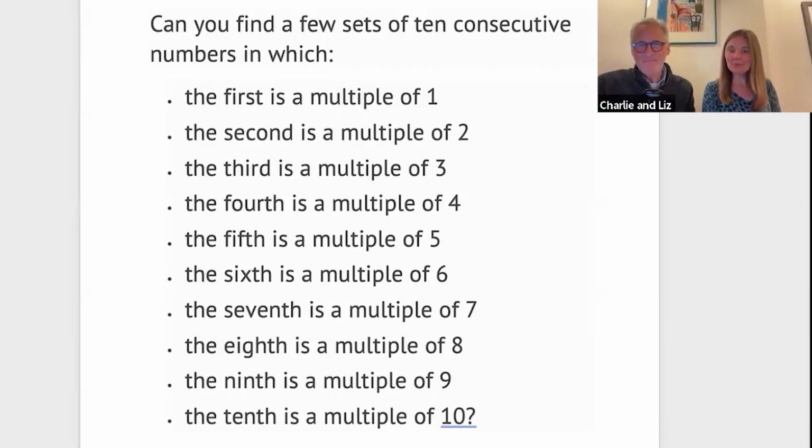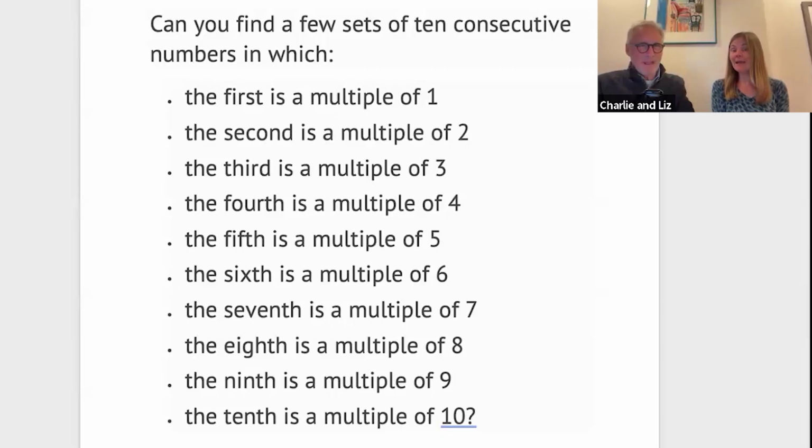So we've got a set of 10 consecutive numbers in which the first is a multiple of one, the second is a multiple of two, and so on. And the suggestion is, what about 1, 2, 3, 4, 5, 6, 7, 8, 9, 10? I absolutely agree. If it fully meets the criteria of the problem, fantastic.